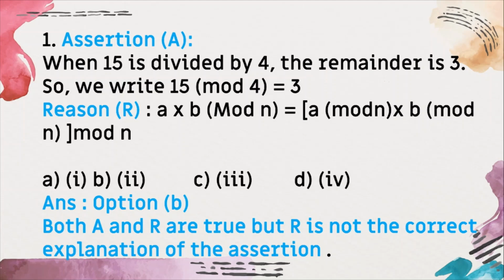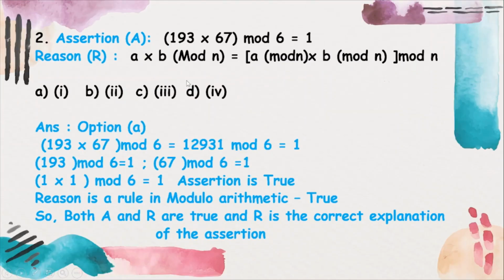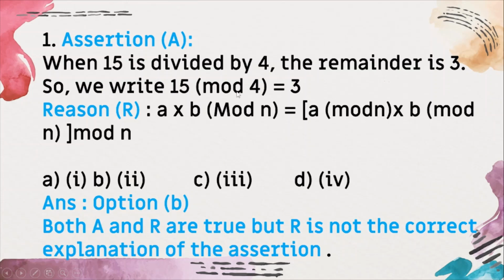When 15 is divided by 4, the remainder is 3. So we write 15 mod 4 equal to 3. We all know how to write the modulus. What is given as modulus is a divisor. 15 divided by 4: 3 fours are 12, the remainder will be 3. So we get the remainder as 3. This is an application part given as assertion.